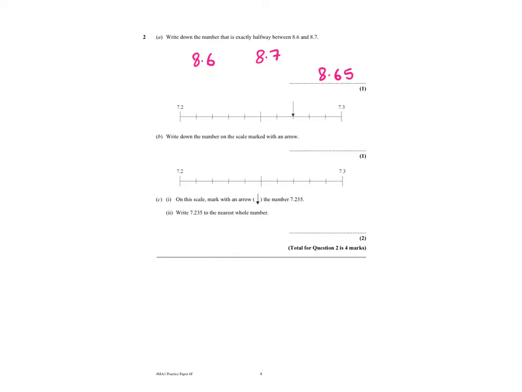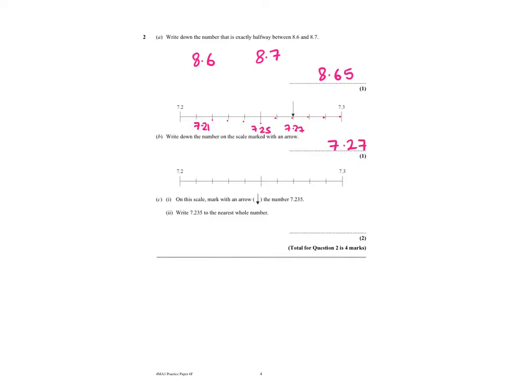So we have 7.2 and 7.3. So let's check if we go across. Is this 7.21, 7.22, 7.23, 7.24, 7.25, 7.26, 7.27, 7.28, 7.29, 7.3. Yes, that did work. So we know the answer is 7.27.